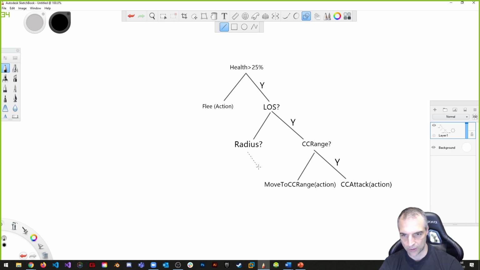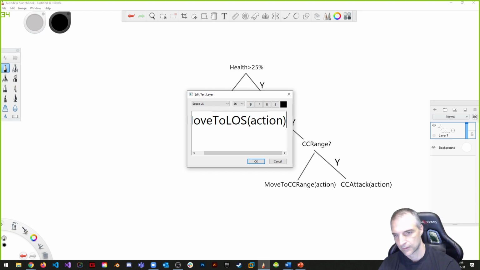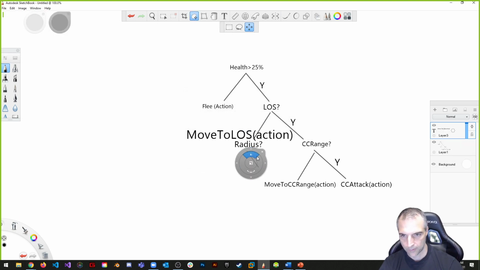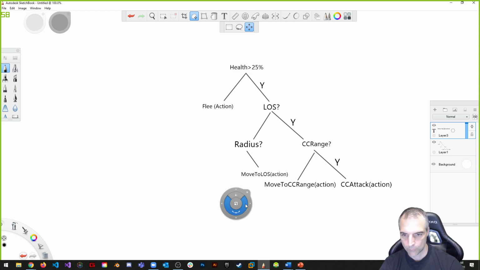Then I'm going to do another action up here. So I'm going to make these leaves a little bit shorter, just so I can fit everything in. Then I want to move to line of sight. Action. That's what I want to do, right? So that's what would go here. Move to line of sight.